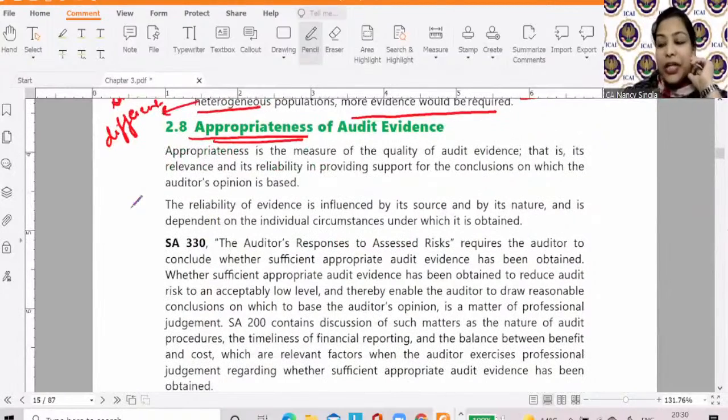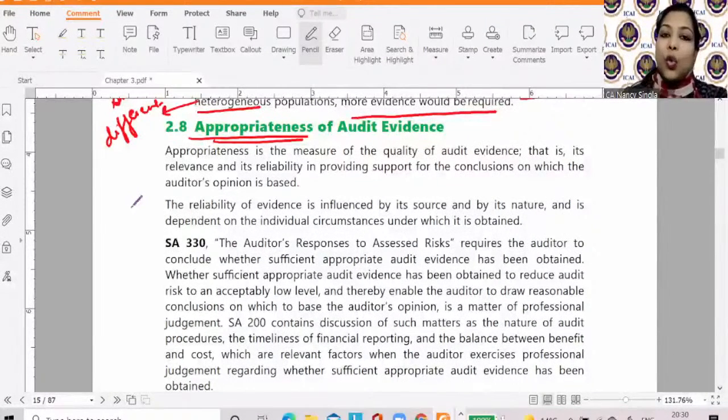ठीक है, so what is appropriateness of audit evidence? It is the quality, and quality is influenced by what? Relevance. Relevance is what? Logical connection of your audit procedure with audit information, with the assertion that you want to check, and with the audit procedure's purpose. ठीक है, and reliability is what?